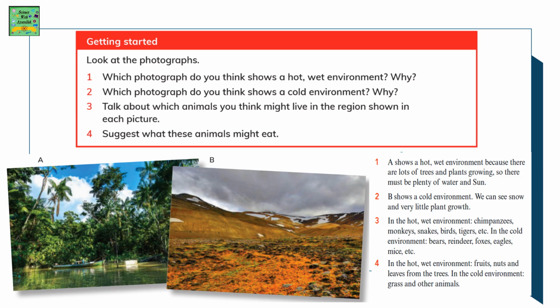In the hot, wet environment, chimpanzees, monkeys, snakes, birds, tigers, etc. are very common. In the cold environment, bears, reindeer, foxes, eagles, and mice are common. In the hot and wet environment, animals eat fruits, nuts, and leaves from the trees. In the cold environment, the animals living there eat other animals and grass.